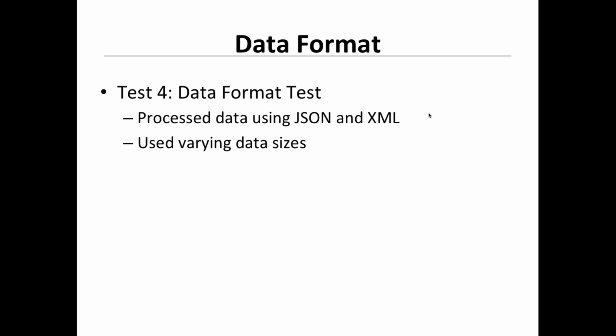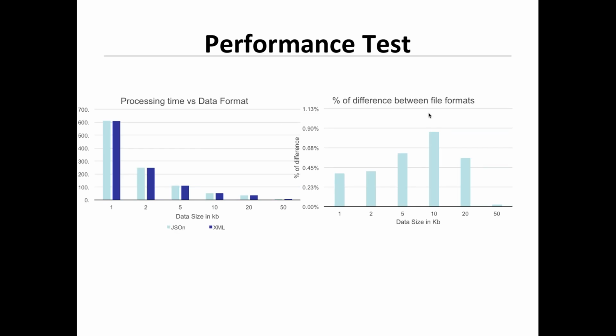We also wanted to check the effect of data formats in the ESB. So we want to know if the ESB can process JSON data faster or XML data faster. Similarly, we use varying sizes, and this is our result. The left graph shows the processing time for each payload size with varying formats. The lighter blue represents the case when we use a JSON file and process it inside the ESB. The darker blue line shows the case when we process an XML file inside the ESB.